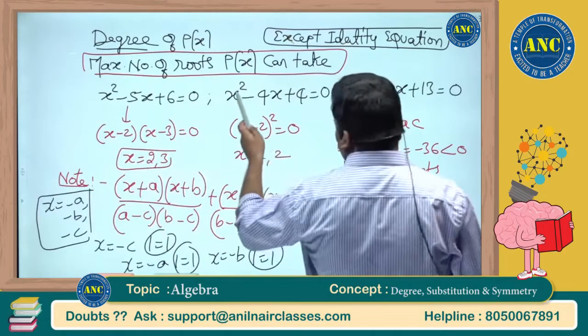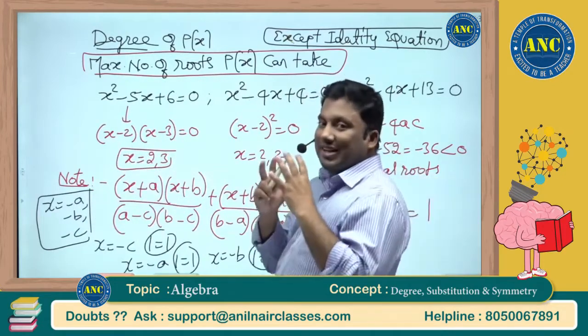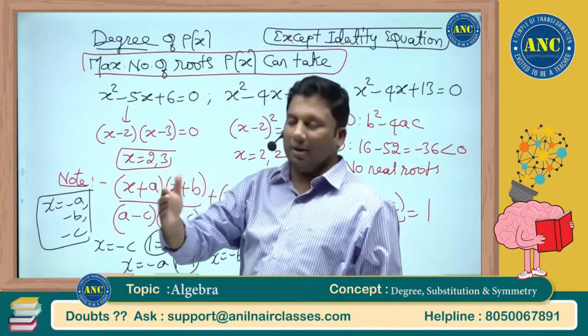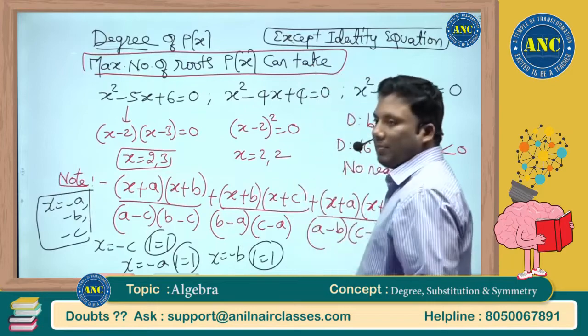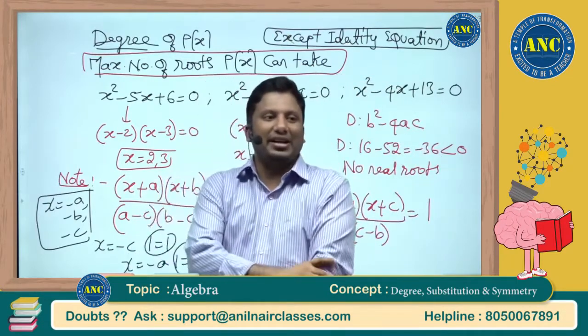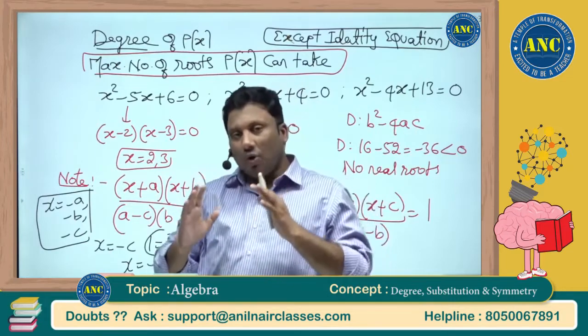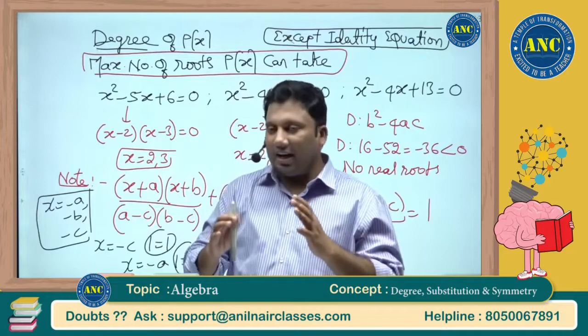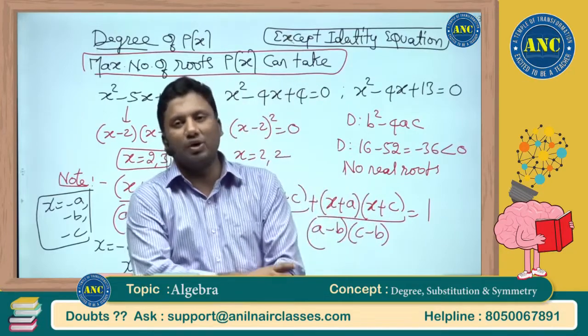So, from now onwards, if anybody asks what the degree is, do not just tell them that degree will give you the maximum number of roots. Please also tell them: except if it is an identity equation. I hope the idea is clear. In case you have any doubts, kindly reply in the live chat before we get into the problems.